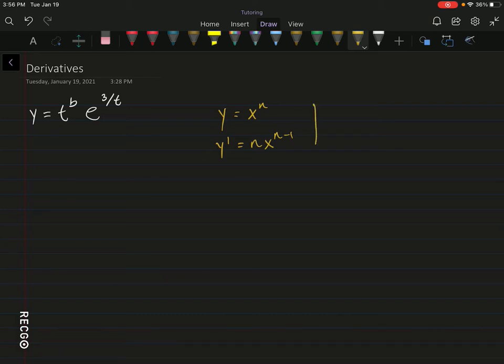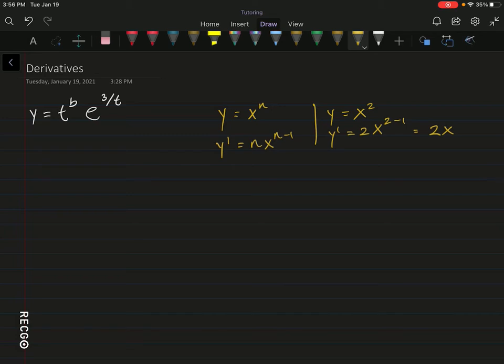So if we do this with numbers, if we have x squared, the derivative of this would be, we bring the 2 down, we have our x, and then we minus the original power by 1. So this is equal to 2x to the power of just 1, which we don't have to write because it's implied that it's there.